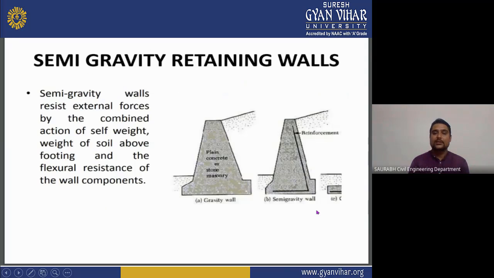Now we will see the semi-gravity wall. What is the meaning of semi-gravity wall here? As you can see, this image is known as the gravity wall. The gravity wall will be made like this, and in semi-gravity, the image will be shown like this. It is the semi-gravity wall. The semi-gravity wall resists external load by the combined action of self-weight or weight of soil above the footing and the flexural resistance of the wall component.